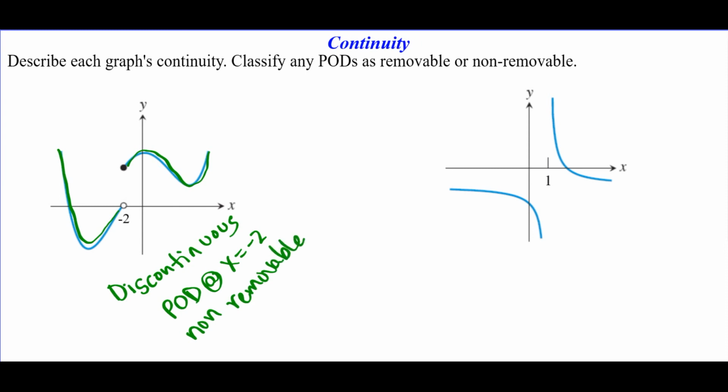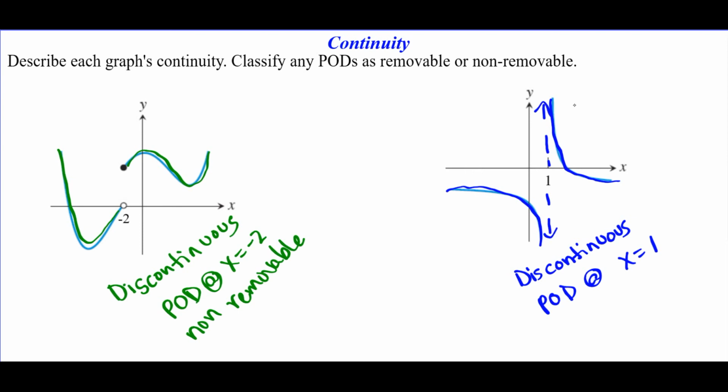Over on this second example, again, this is similar to the one we looked at before. I'm going to trace this bottom branch, then I have to pick up my pencil to trace the top branch. So again, this is going to be a discontinuous graph. If it's discontinuous, I need to be able to name its points of discontinuity. So this has a point of discontinuity at x equal 1. This would, again, be an asymptote here. So that is an infinite discontinuity, and this would be non-removable.